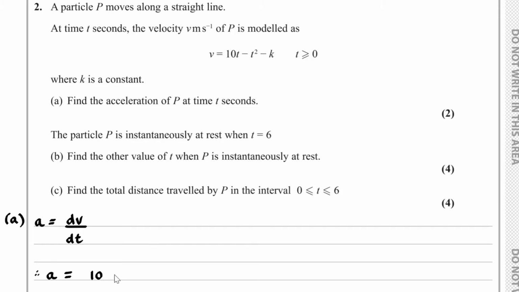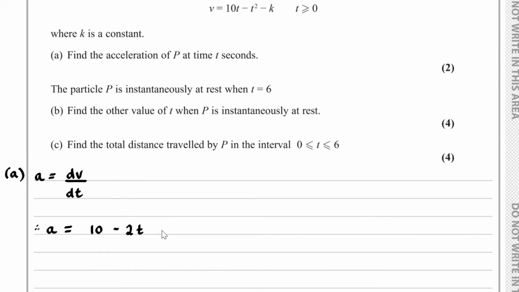Differentiating minus t squared, we end up with minus 2t. And differentiating minus k, we end up with 0. So A is equal to 10 minus 2t meters per second.